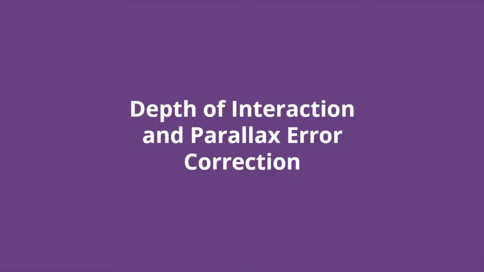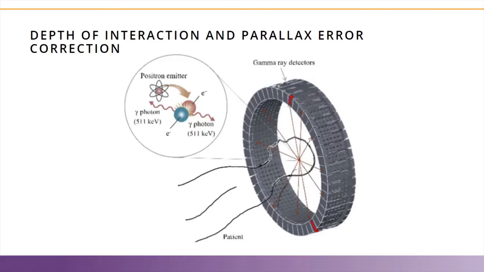I've talked a bit about the depth of interaction and parallax errors and their correction as we've gone through this presentation. I want to take a few minutes to explain this to those who are less familiar with PET, but then also show the importance of considering this when looking at image quality between systems. Let's start with the parallax error.